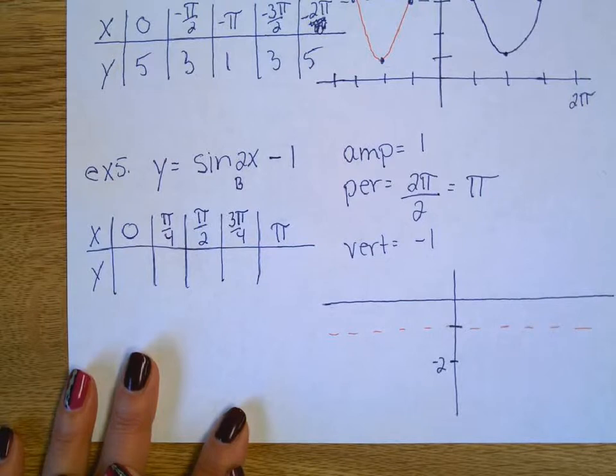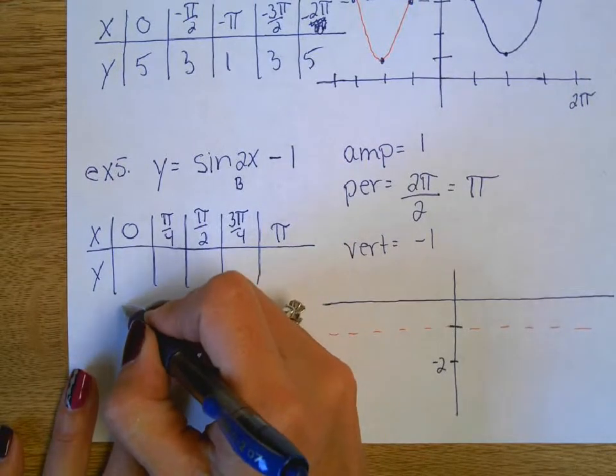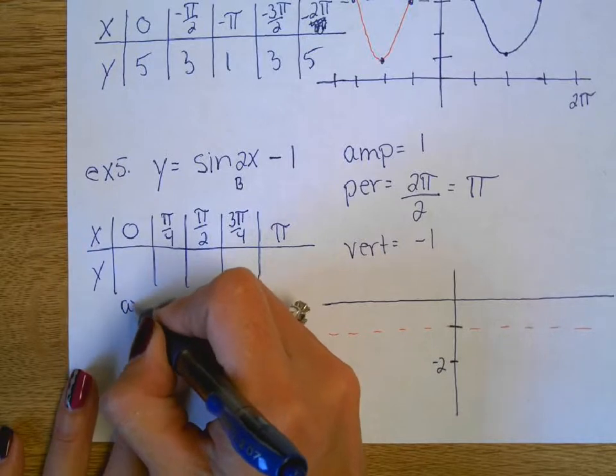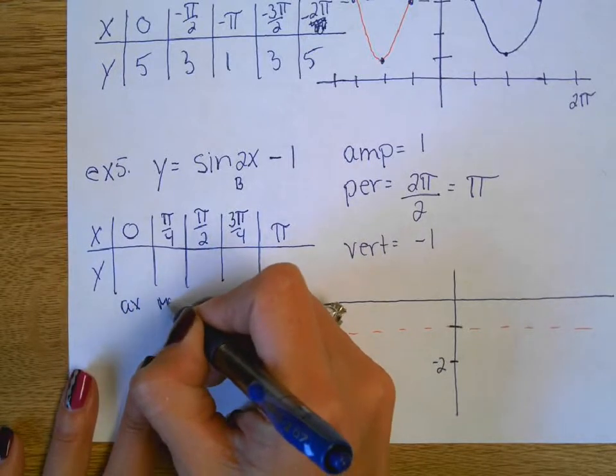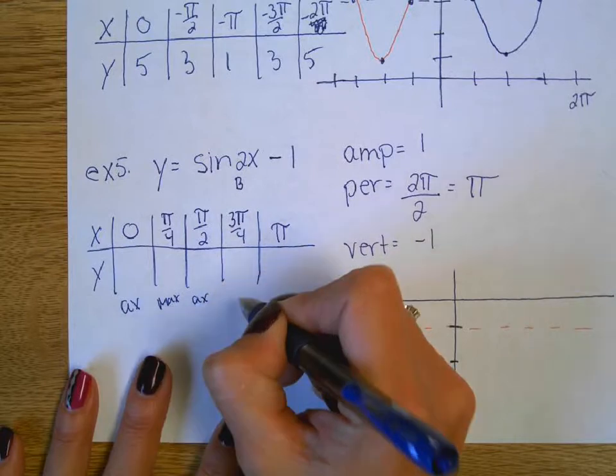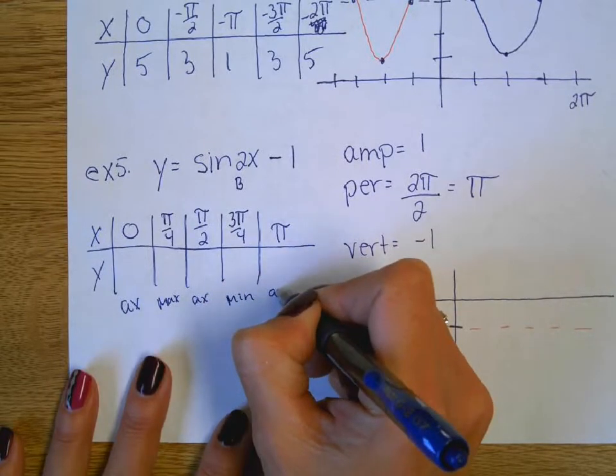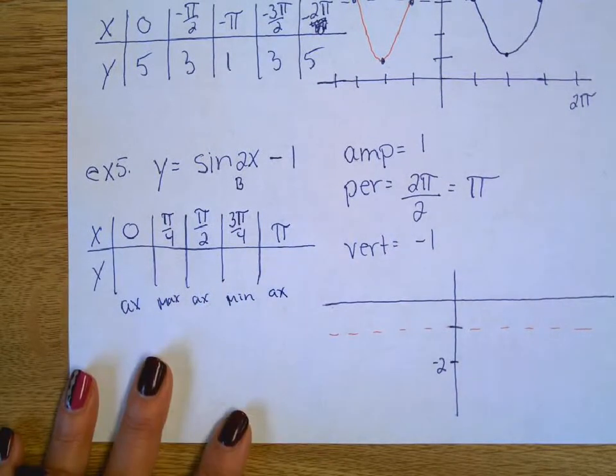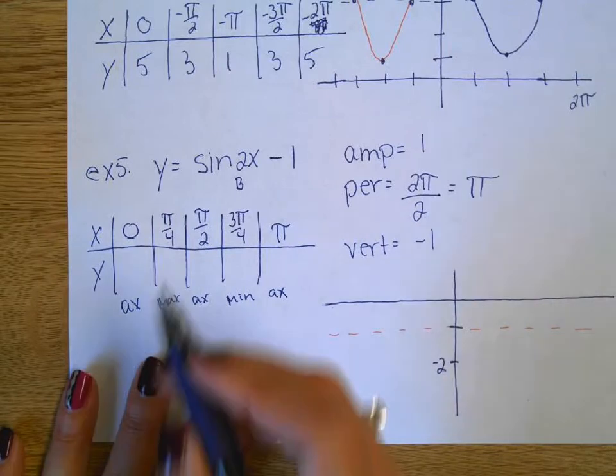Okay, now we are doing sine. Sine, what's its pattern? Axis, max, axis, min, axis. Where are my axis values? -1. -1.